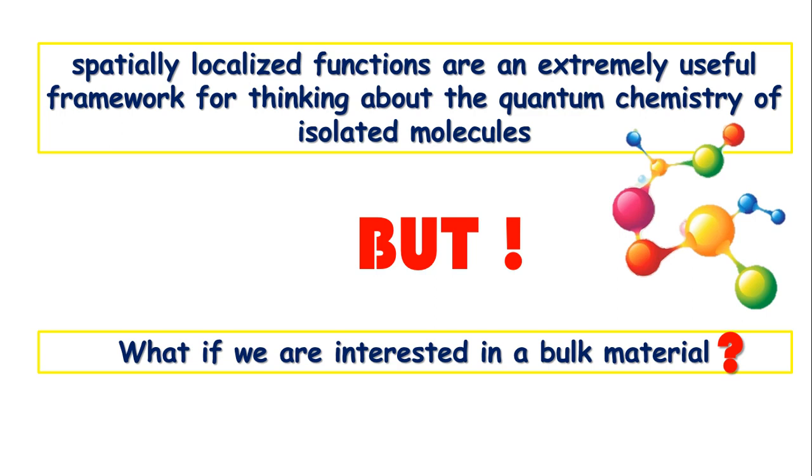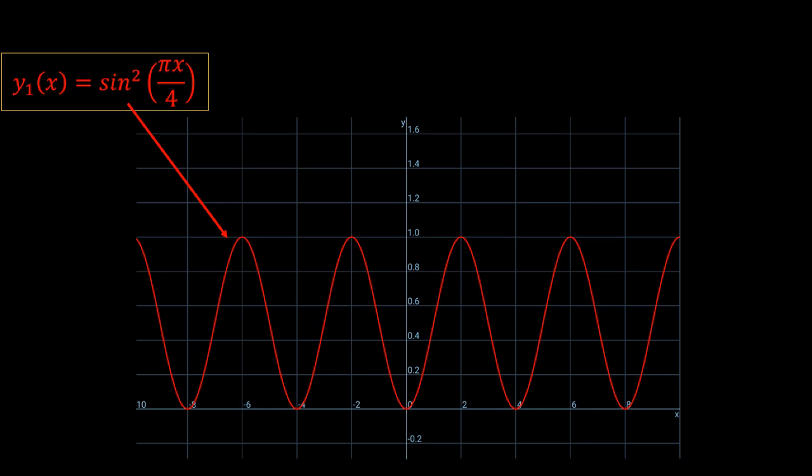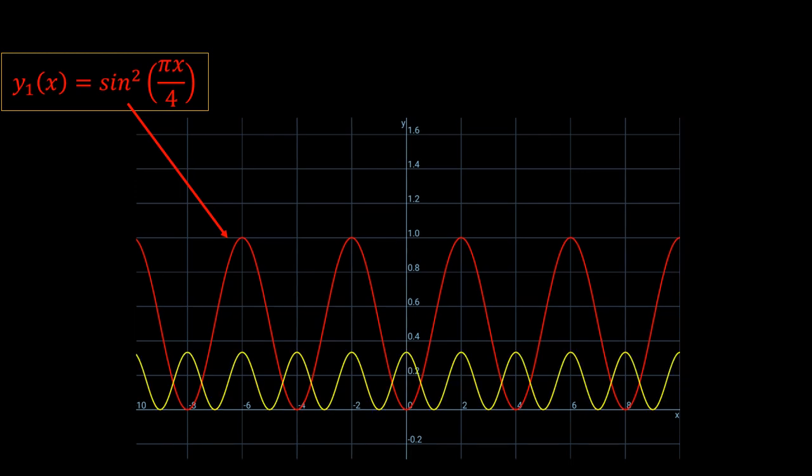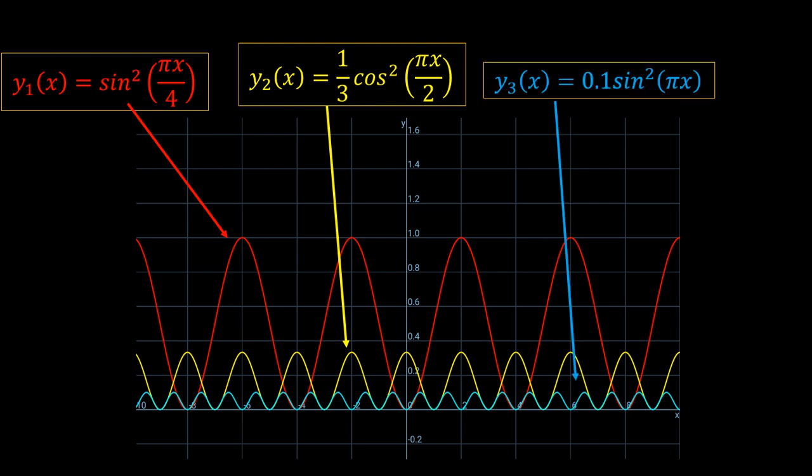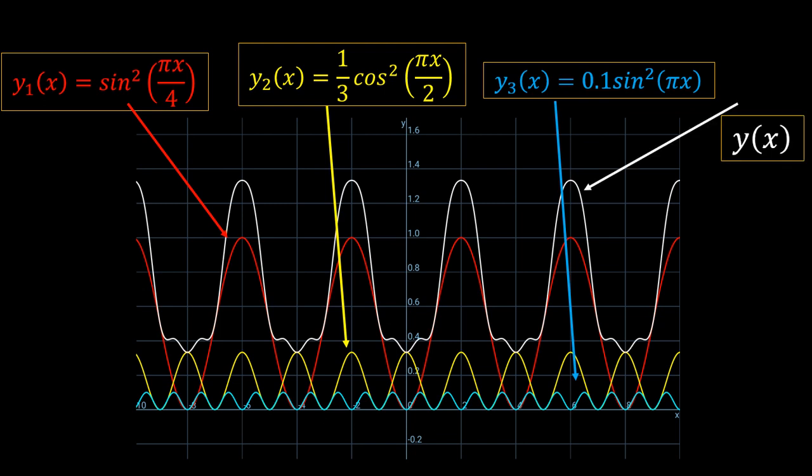A useful alternative is to use periodic functions to describe the wave functions or electron densities. Here in red, you see the plot of y1(x) = sin²(πx/4). Then in yellow, you have the plot of y2(x) = (1/3) cos²(πx/2). And then here you see the plot of y3(x) = 0.1 sin²(πx). And finally, you have the plot of y(x), which is the sum of all these functions.